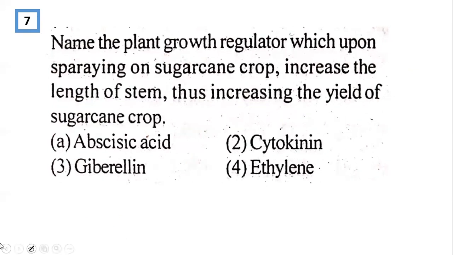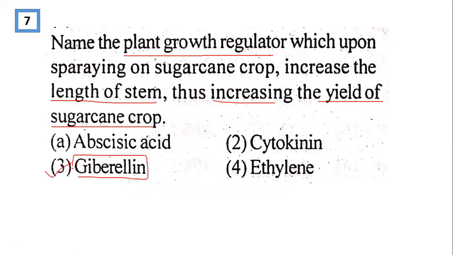Question number 7. Name the plant growth regulator which upon spraying on the sugarcane crop increases the length of the stem, thus increasing the yield of sugarcane crop. Which is that? Abscisic acid, cytokinin, gibberellin, and ethylene. Which is it? Absolutely, it is gibberellin. Option number 3 is the correct answer for the question.